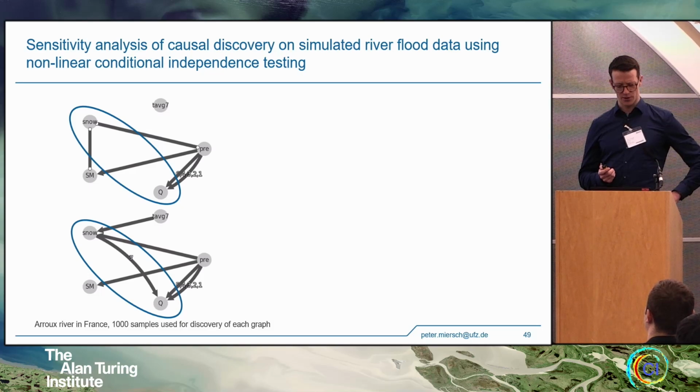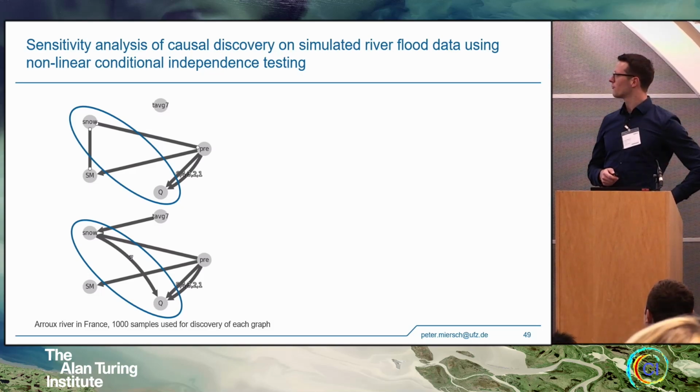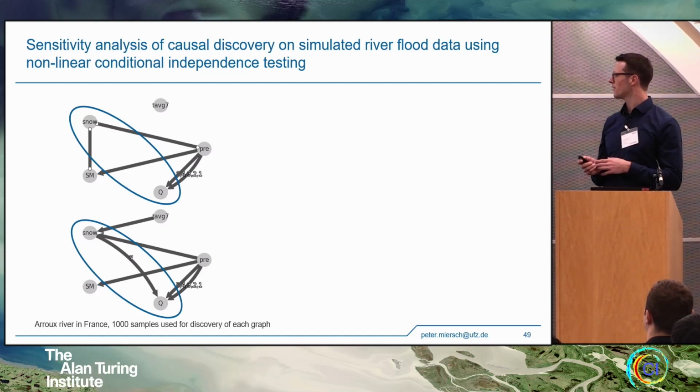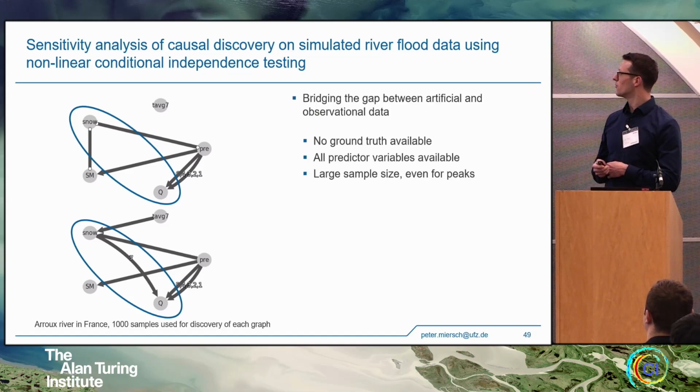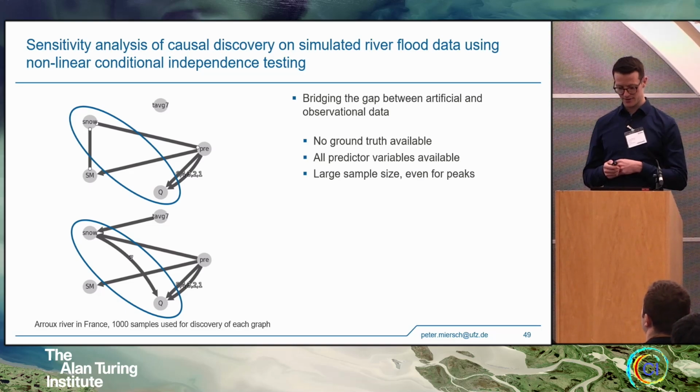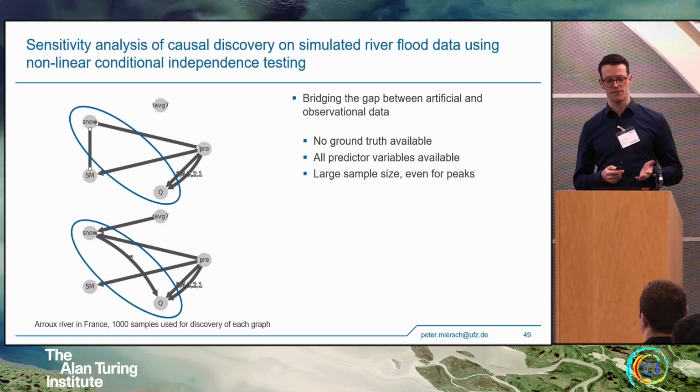So why do I actually want to do a sensitivity analysis? Here on the left, we have the same graph that I had on my first slide. And this is the same catchment where I do causal discovery using different subsets of my data set of independent samples. And I find that in one of these graphs, snow is important for discharge, and in the other, it is not. So this data set should bridge the gap between artificial and observational data, and do this in a setting where we have no ground truth available. I don't know in advance if snow is important in this catchment.